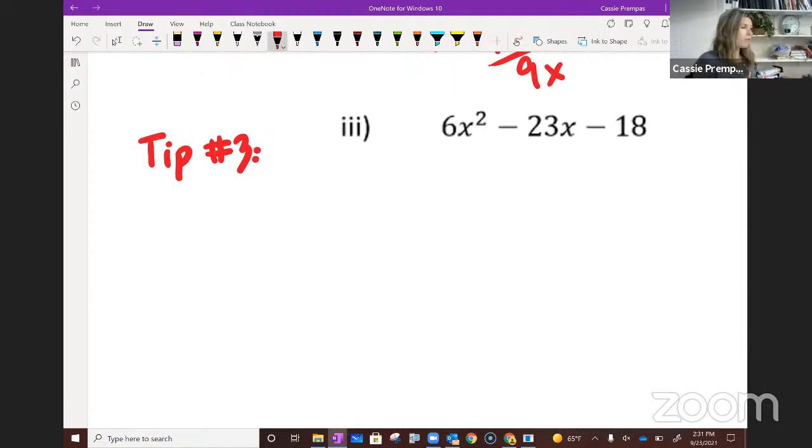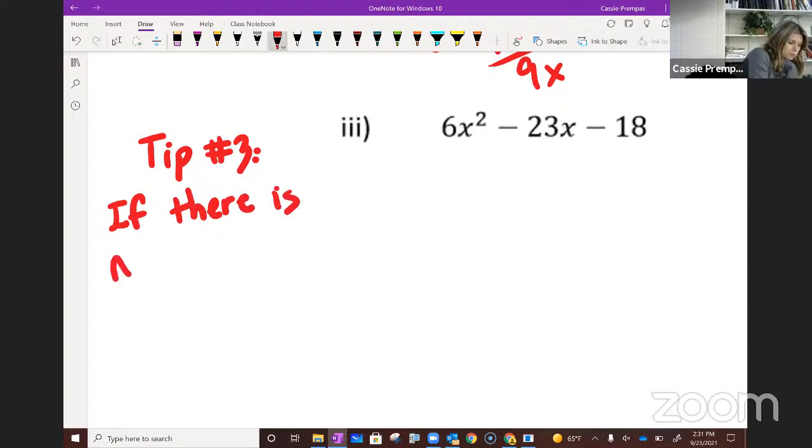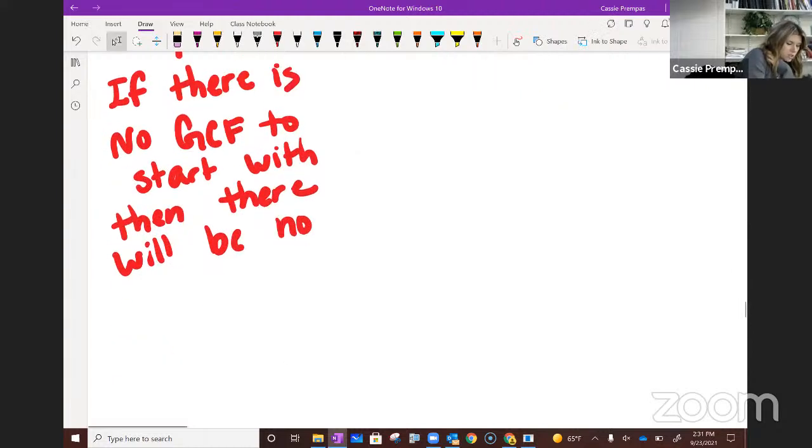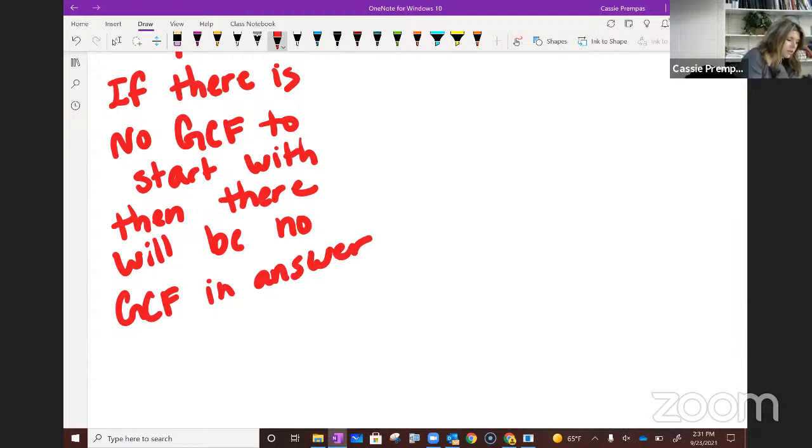Okay, tip number 3: if there is no GCF to start with, then there will be no GCF to end. And I'll even give you an example of what I mean. So right now, write that. If there is no GCF to start with, then there will be no GCF to end, which just means in your answer. There will be no GCF in the answer at the end.